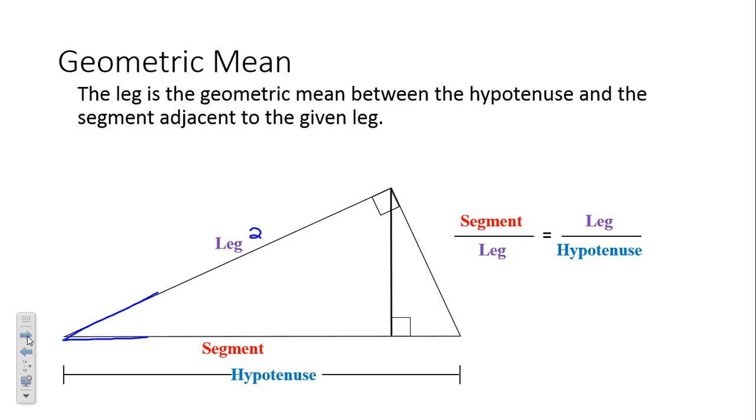If you don't want to write the proportions, you simply say leg squared equals the adjacent segment times the whole hypotenuse. You have to make sure it's the segment that's next to it, and you have to make sure you're using the whole. Yep, the adjacent segment and the whole hypotenuse. Okay?